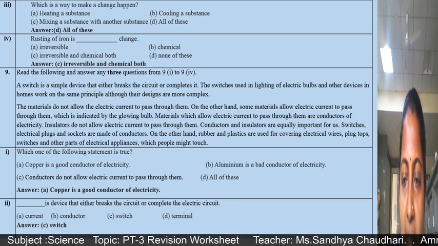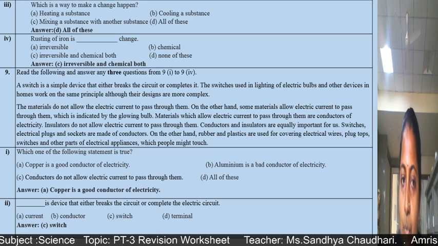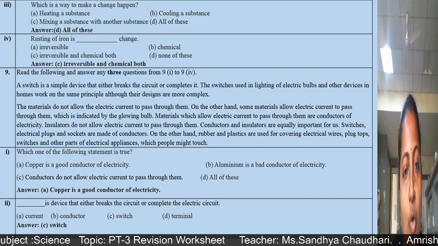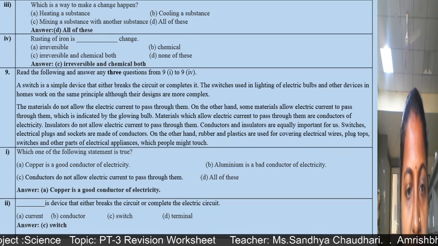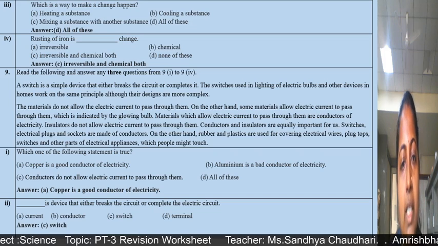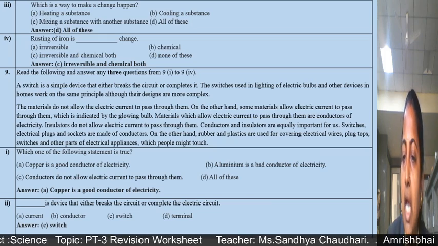Then again, in question number 9, you have a paragraph. First question, which one of the following statements is true? The statement which is true is copper is a good conductor of electricity. Now second question, dash is a device that either breaks the circuit or completes the electric circuit, that is a switch. So write option as well as answer.